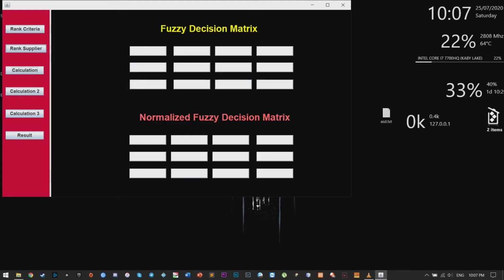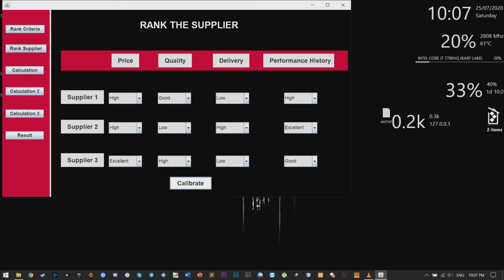Okay, next, this is all empty. If we click calibrate, the algorithm will convert the linguistic terms, from very low to excellent, into fuzzy numbers, and then calculate to produce an output, which is the closeness coefficient.